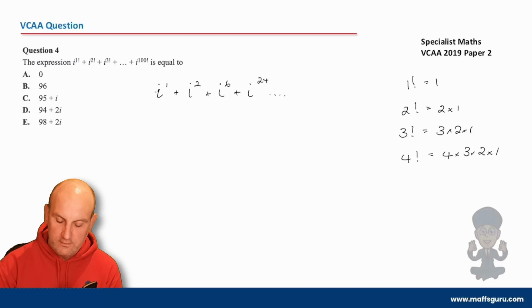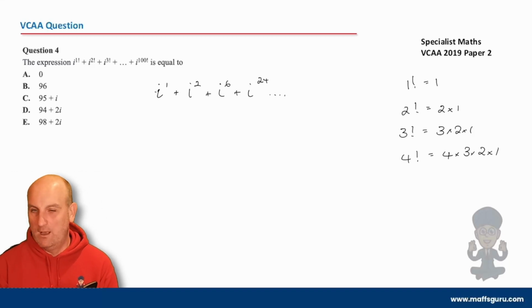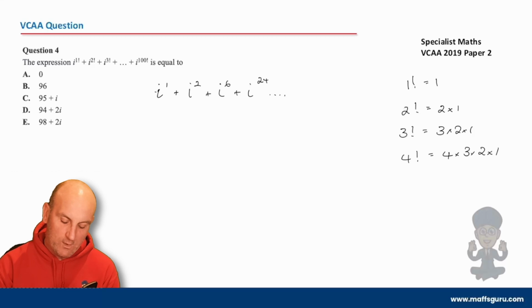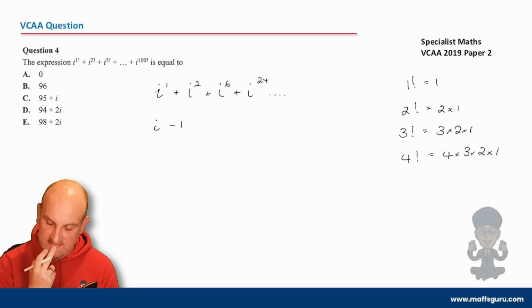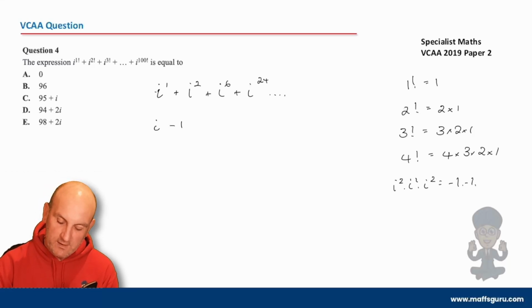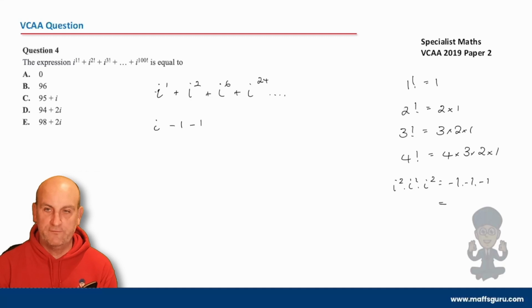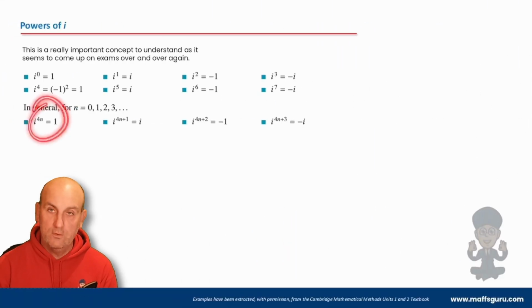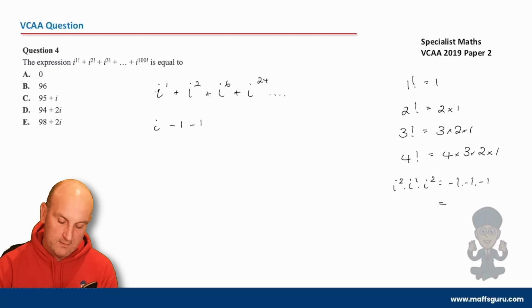And so it goes on, but does it matter what it goes on to? Because we now know i to the power of 1 is i, i squared is minus 1, and i to the power of 6, what is that going to be? It's going to be i squared times i squared times i squared. That's minus 1 times minus 1 times minus 1, which gives me minus 1. Now, what about i to the 24? Oh, hold on a moment. That's a multiple of 4, and any multiple of 4 gives me 1. So I'm going to add 1 on there.